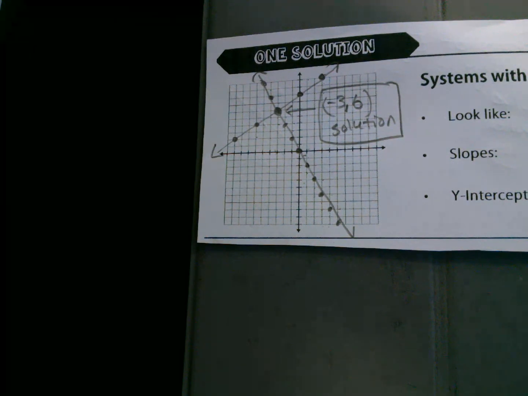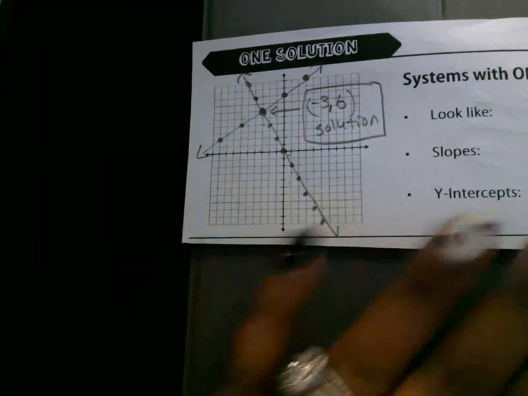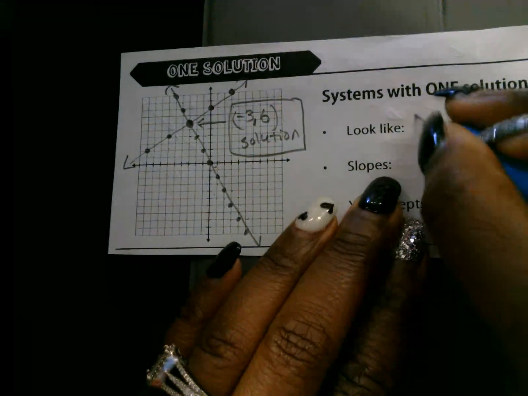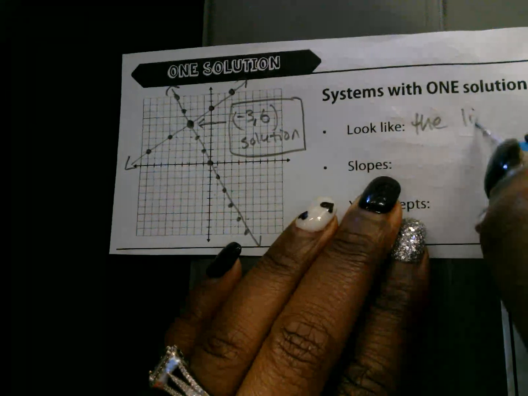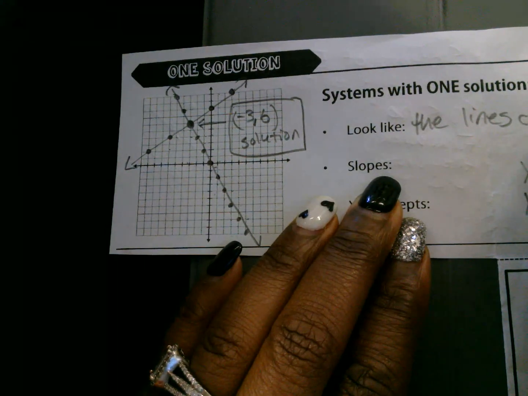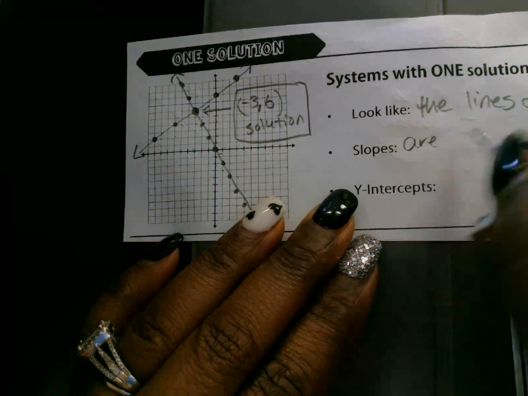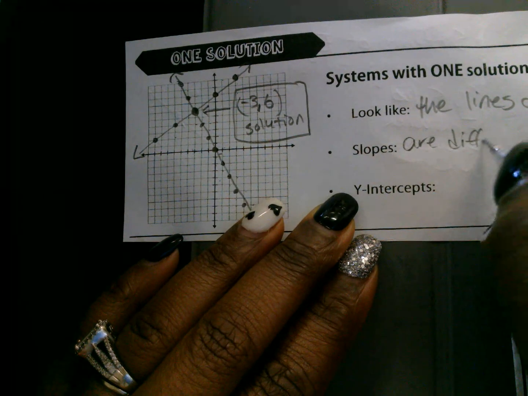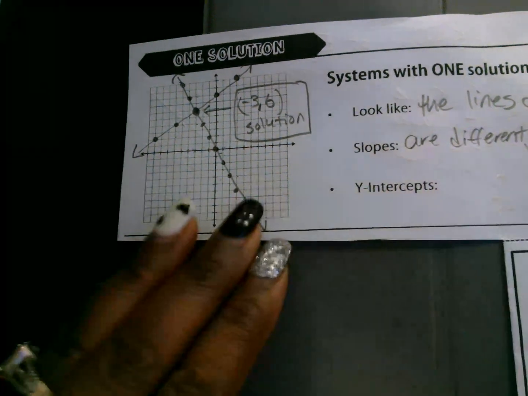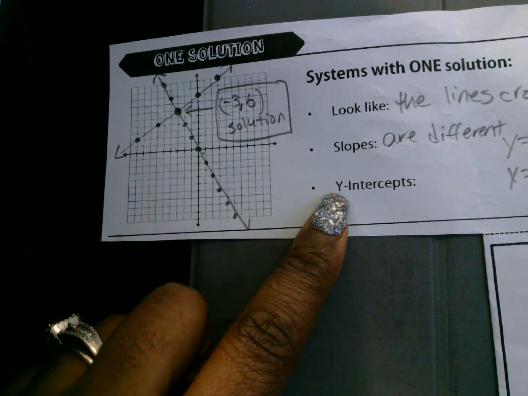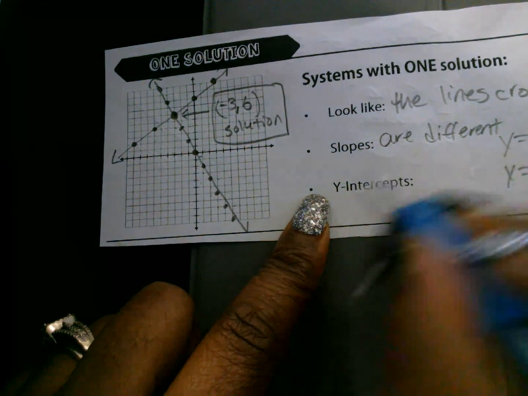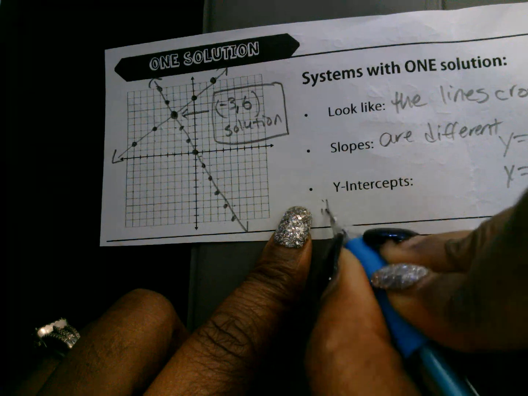All right, for one solution, what does it look like? The lines cross. The slopes are different. And really, it doesn't matter if the y-intercepts are the same. It doesn't matter if they are the same.